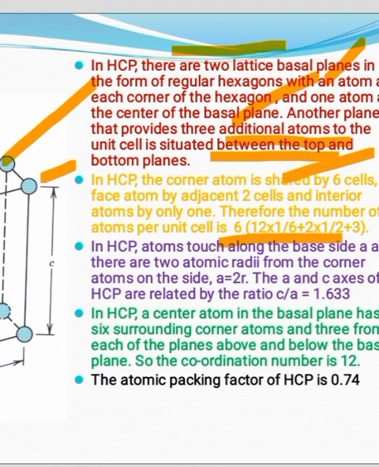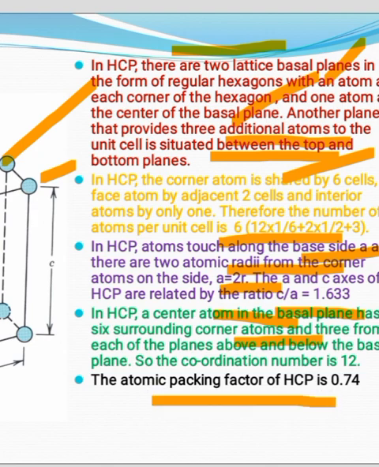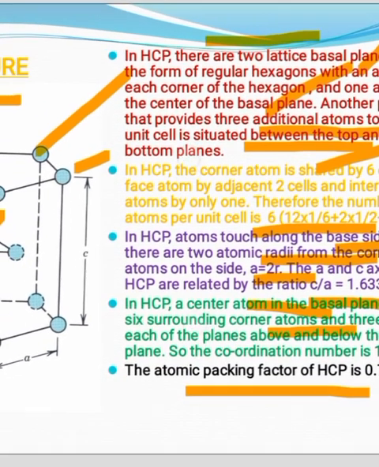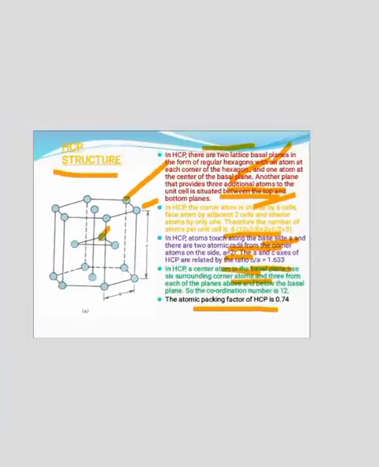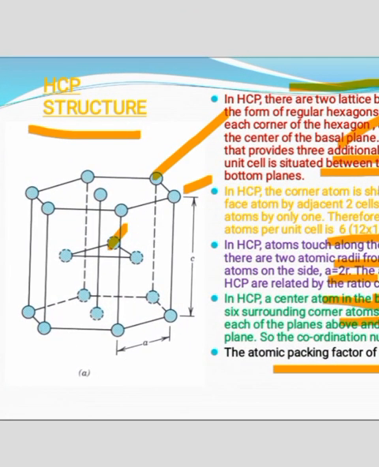In HCP, atoms touch along the base side, where there are 2 atomic radii from the corner atoms. That's why we have a equal to 2R. So the c/a ratio is 1.633. In HCP, the center of the basal plane has 6 surrounding corner atoms. So the atomic packing factor is 0.74. HCP structure has an atomic packing factor of 0.74.